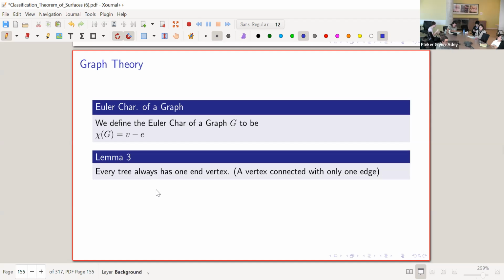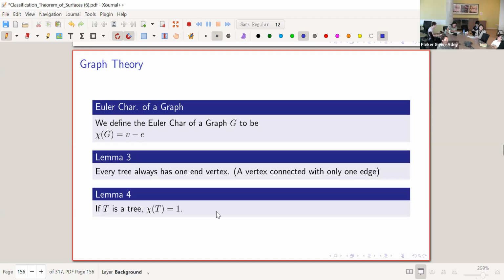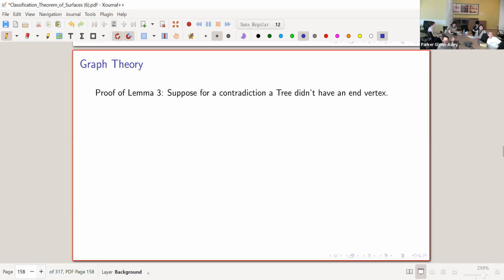So we're going to prove these two lemmas very quickly. They follow pretty easily from just the definitions, but basically I'm going to prove that every tree always has an end vertex, and if a graph is a tree, then its Euler characteristic must be 1. So we're going to prove lemma 3 first.